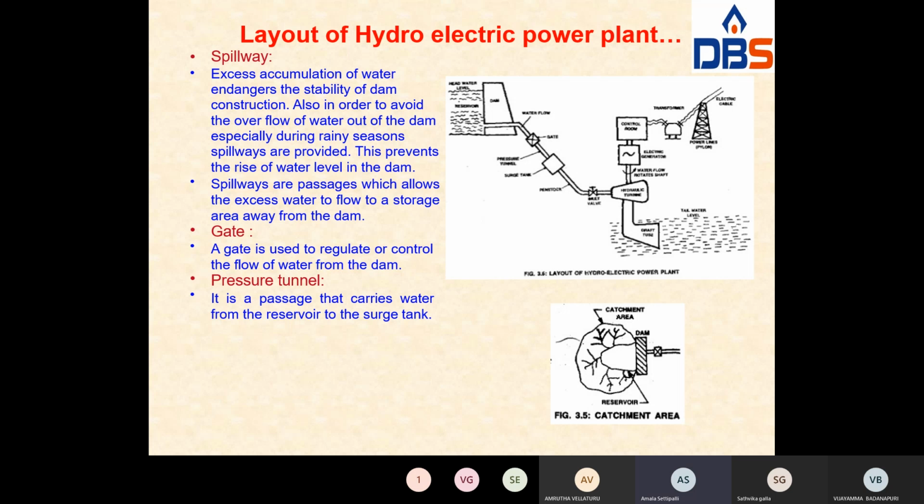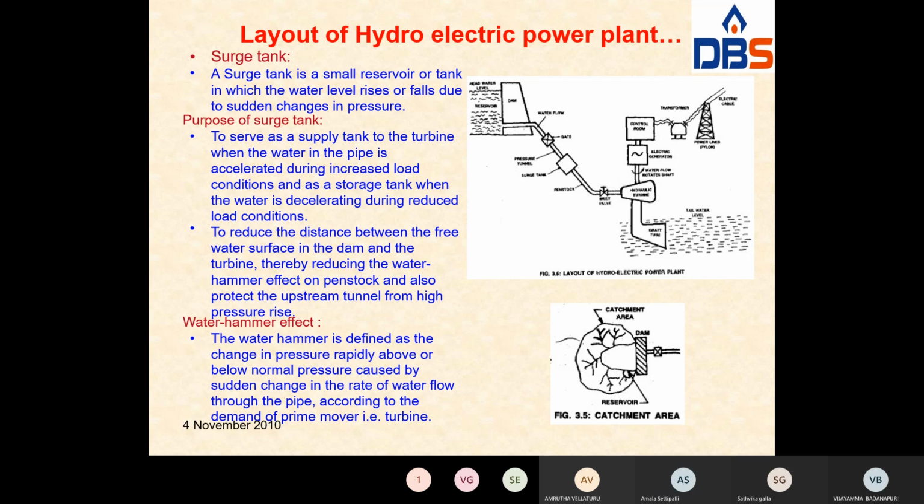Surge tank. A surge tank is a small reservoir or tank in the pressure tunnel... water level due to sudden changes in the load, which rises or falls. The purpose of the surge tank is to serve as a supply tank to the turbine when the water in the pipe is accelerated during increased load conditions, and as a storage tank when the water is during reduced load conditions.